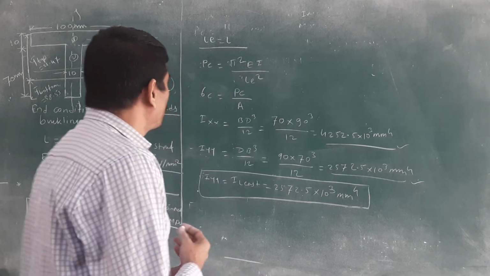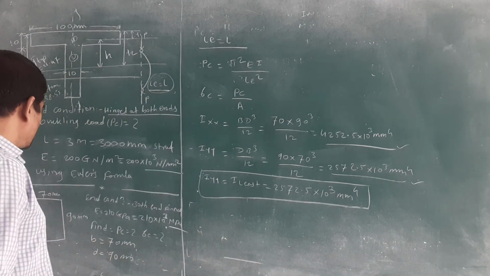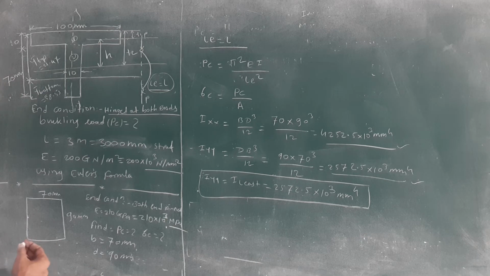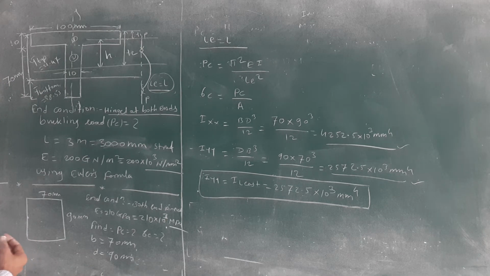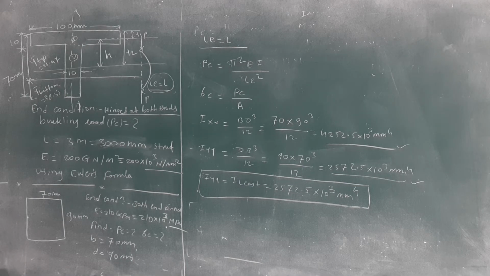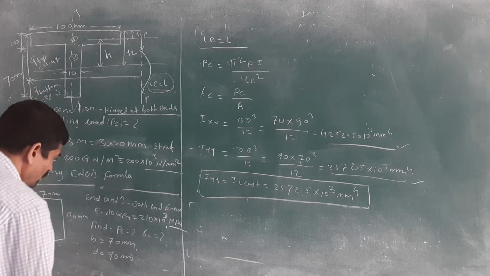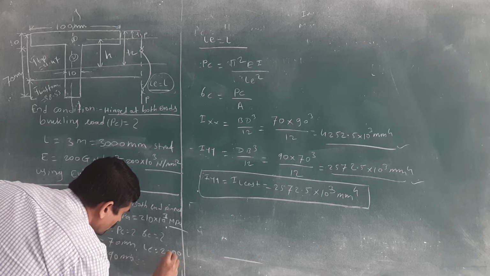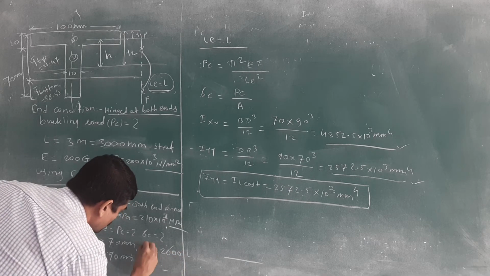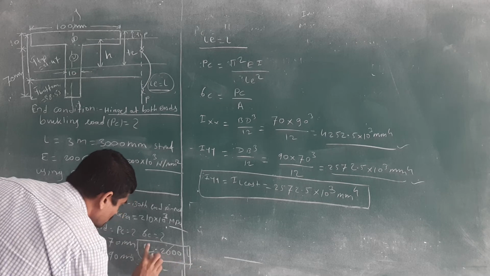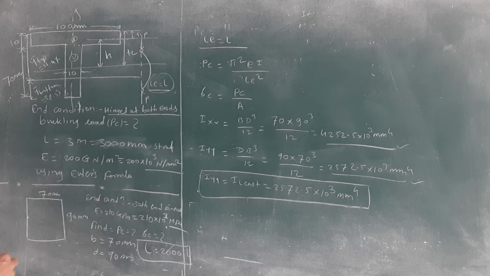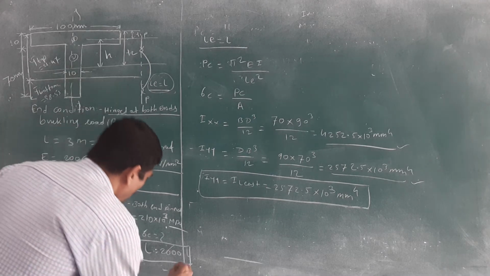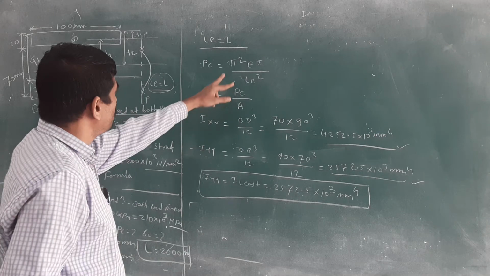Then check that we have all the values or not. For the second numerical, check that we have given the LE value, L is there. L is given, 2600 mm. By mistake I have not written this value there. Okay, means we have all the values.